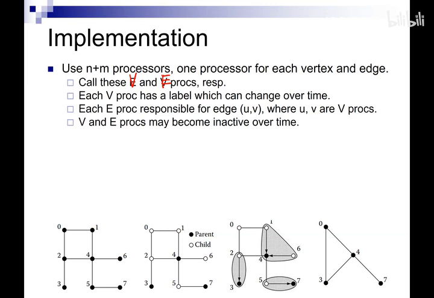Now these V and E processes can become inactive over time. For example, once we contract these children nodes down to its parent, then we only need to keep the parent. Here we have 3 different V processes, but once we contract these 3 nodes down to the single 4 node, then we only need the V process for this 4 node to remain active. We don't need these other 2 children nodes to remain active. Likewise, if you contract an edge, then you don't need that edge process to remain active.